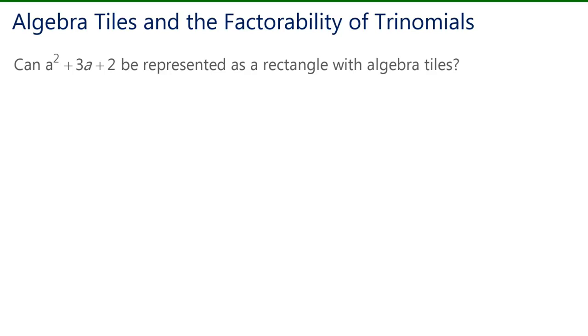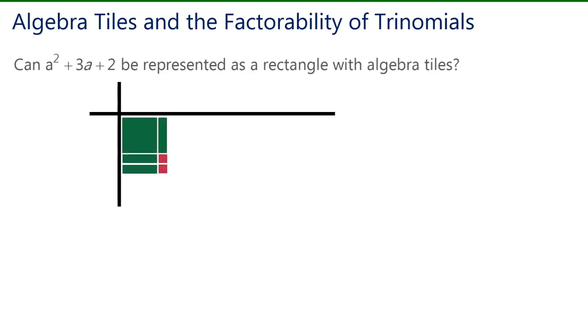Let's consider the same example but look at it with algebra tiles. Can a squared plus 3a plus 2 be represented as a rectangle with algebra tiles? Lay out your t-square, and after some manipulation and some reorganization, you will find that it can be made in the shape of a rectangle in the working area of the t-square. Success! The dimension across the top is a plus 1. The dimension across the side is a plus 2.